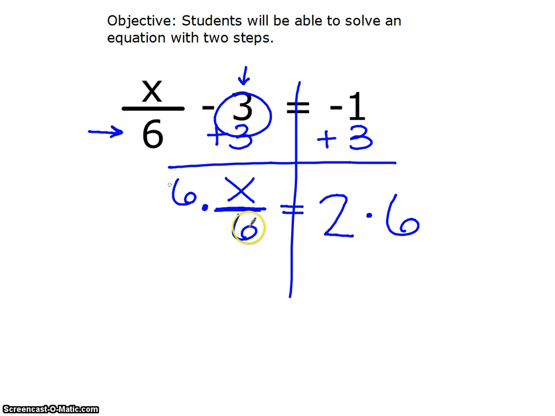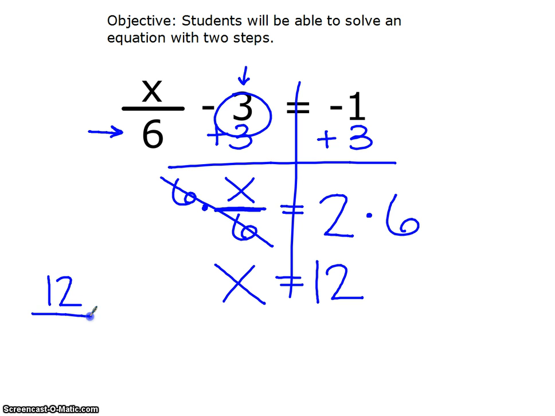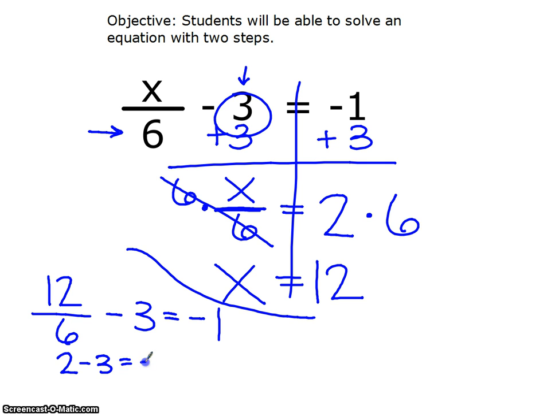6 over 6, or 6 divides 6, here is 1. So we did get rid of that 6. I'm going to bring the x down, and 2 times 6 is 12. So if I plug that back in, I'm going to put 12 on top over 6 minus 3 equals negative 1. And I'm going to check to see if that worked. 12 divided by 6 is 2, minus 3 is negative 1. So that's true. 2 minus 3 is negative 1. And that worked.